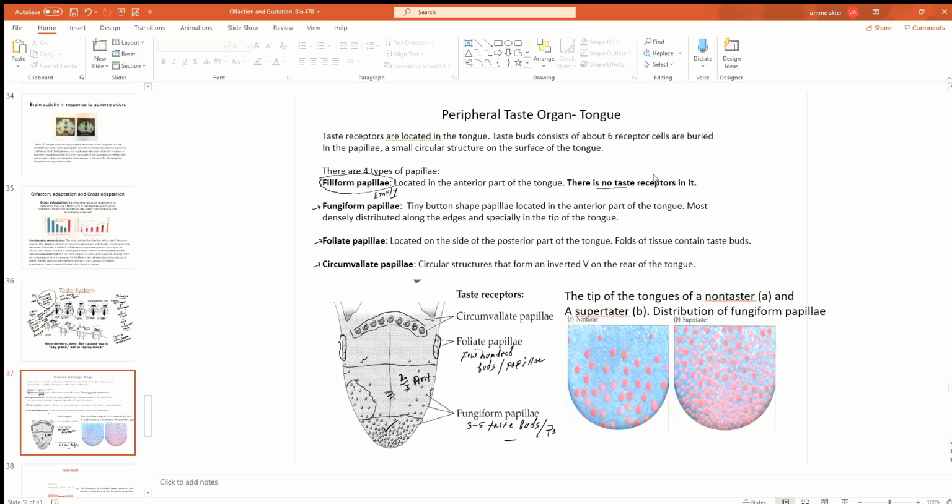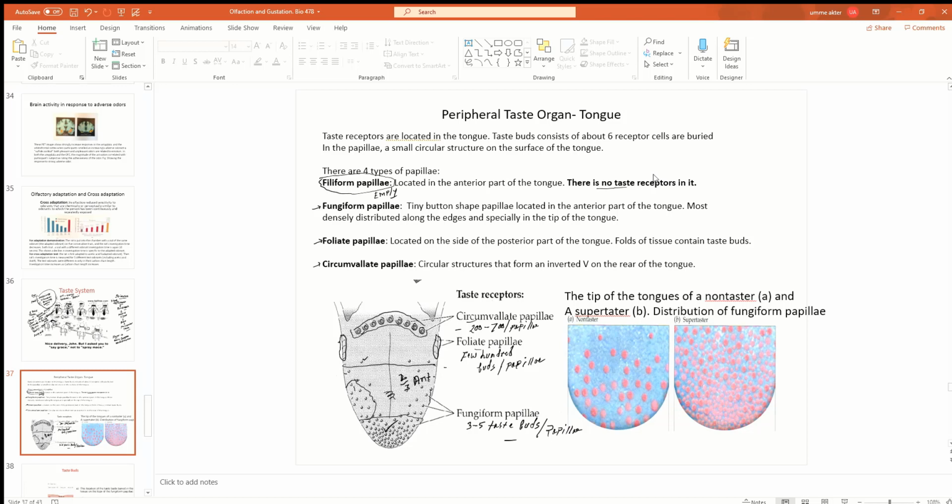Per papilla, and circumvallate, it ranges between 200 and 700 buds per papilla. Okay, and inside the taste buds you have the taste receptor cells.